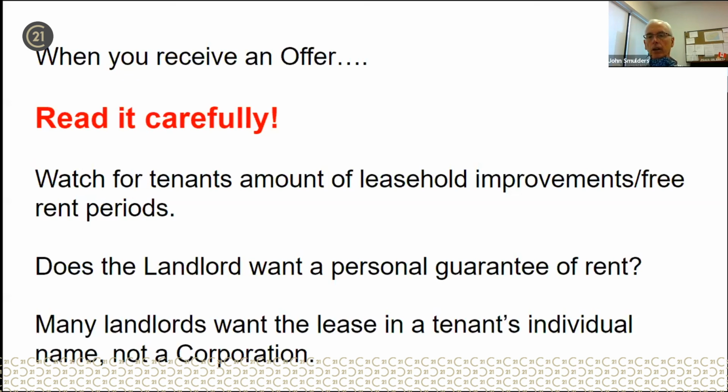Does the landlord want a personal guarantee of rent? Many landlords want the lease in a tenant's individual name, not a corporation. Why? Because chasing a corporation down to pay rent is a much more difficult job for a landlord than chasing down somebody personally. They could still be paying by cheque from the corporation, but the personal tenant is responsible to pay the rent. So you want to talk to your landlord about that as well.